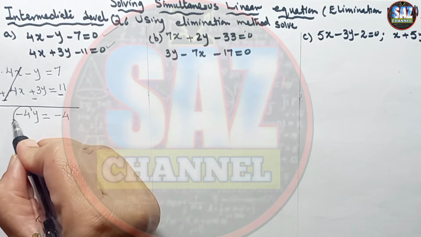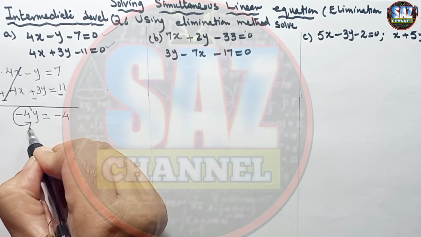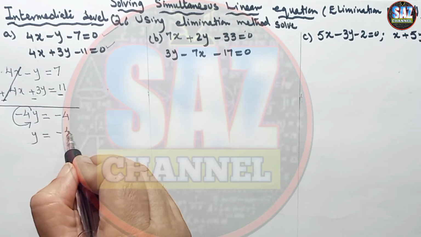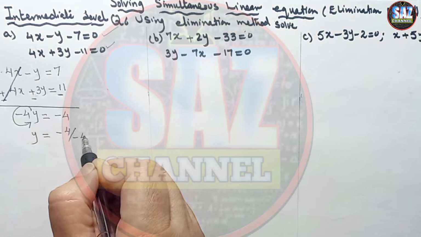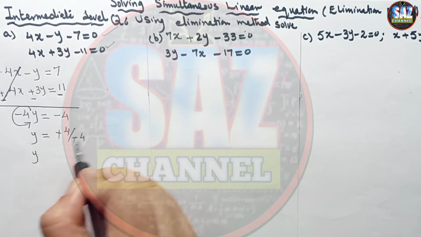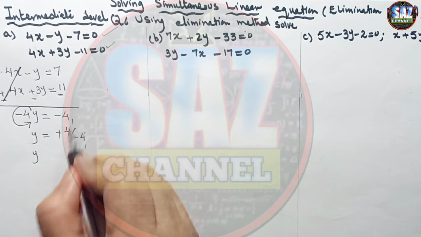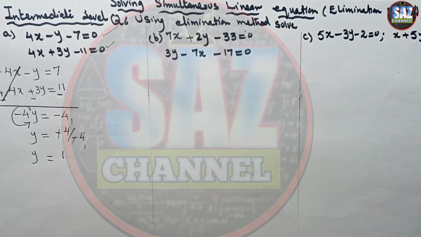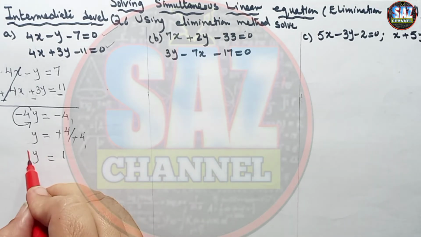Now, in order to get the value of y, I have to shift this 4 to the other side. y equals minus 4 upon minus 4. So the minus sign will cancel according to the rules of integers, and 4 ones are 4, and 4 ones are 4. So y equals 1. So the value of one of the variables is 1.